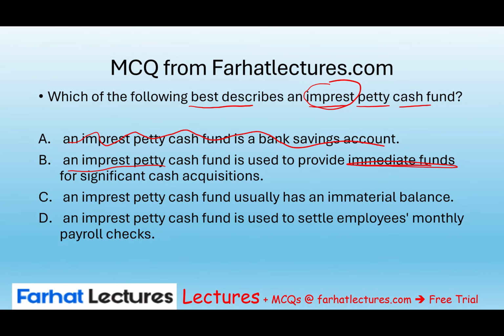You want some cash to spend real quick. You don't want to go through the whole approving process. But it's not for significant cash acquisition. Usually it's for a small immaterial amount. An Imprest petty cash usually has an immaterial balance. That is true. Usually it's immaterial, $200, $50, $300, a small amount. So I would say between A, B, and C, I'm going to keep C. An Imprest petty cash fund is used to settle employee monthly payroll checks. No, we're going to have an Imprest payroll cash account, but not petty cash. That's totally different. So the correct answer is C.